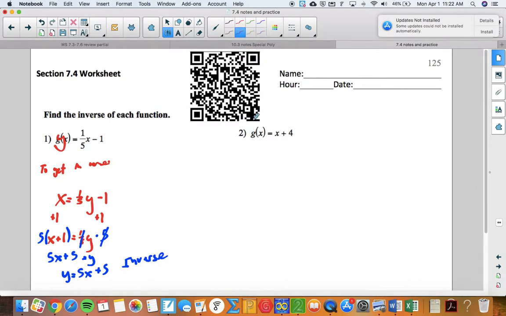Number 2. Again, this is a y, so it's y equals x plus 4, but now let's switch it up. Let's go x equals y plus 4. Anywhere you see an x, you put a y. Anywhere you see a y, you put an x. And so now let's get y by itself. We'll subtract 4. So we get x minus 4 equals y. So the inverse of the function g of x up above is y equals x minus 4.